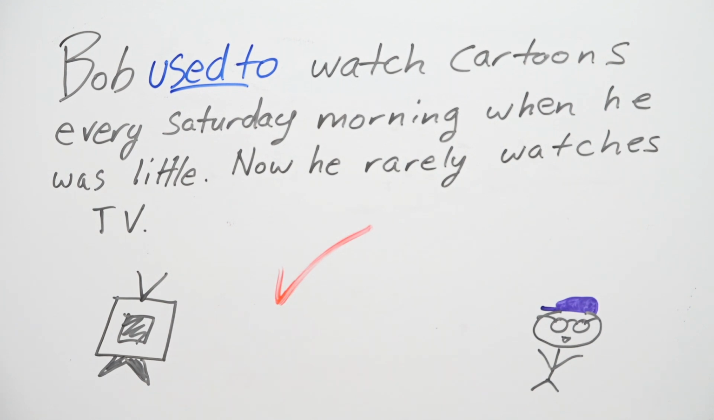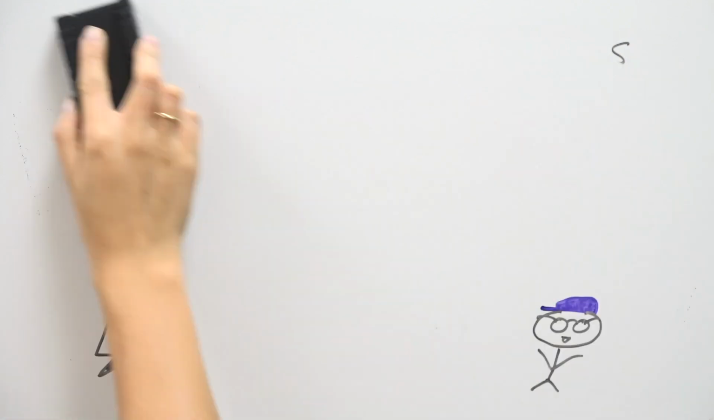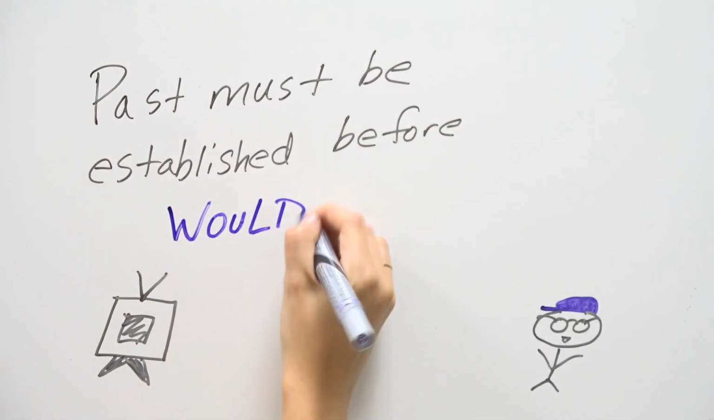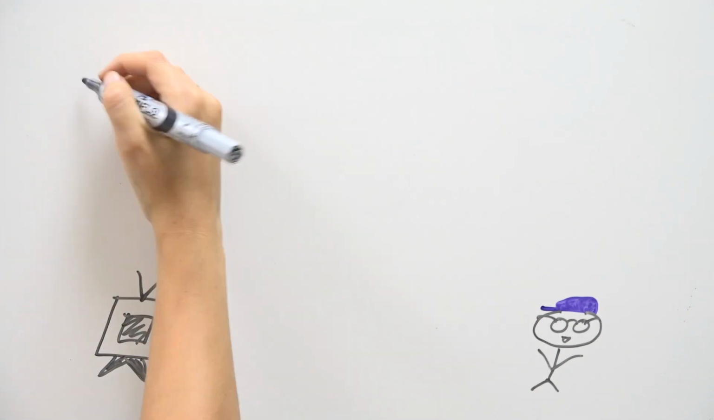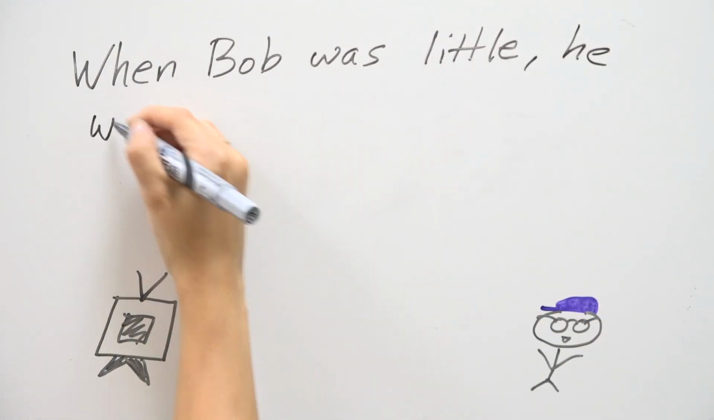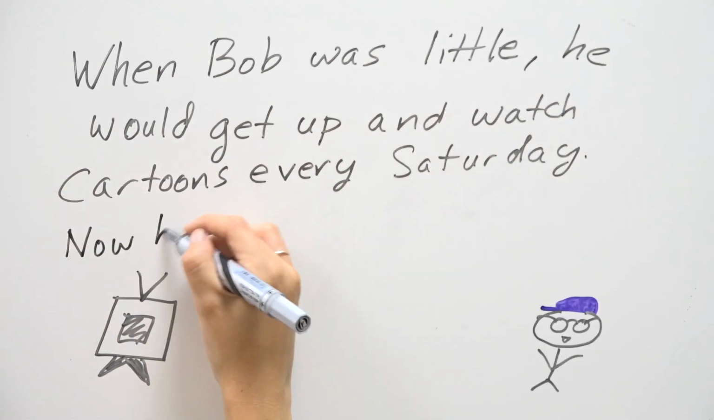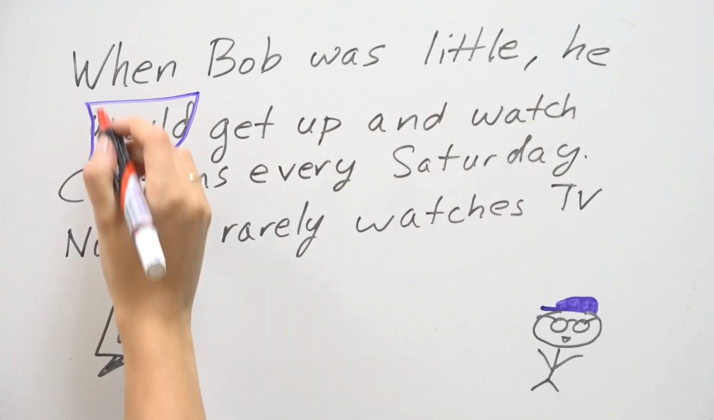When I was very little comes after would, so the past time has not been established. Past must be established before would in order for a sentence to make sense. So if we say, when Bob was little, he would get up and watch cartoons every Saturday morning, and now he rarely watches TV, it makes sense.